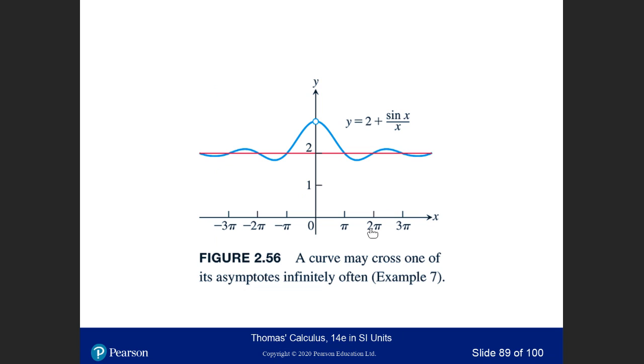Let's look at this function: y equals 2 plus (sine x over x). Now, as x goes to infinity, sine x over x goes to 0 because the absolute value of sine x is at most 1. However, x goes to infinity, so this is less than or equal to 1 over x. This term goes to 0, and y goes to 2. So y equals 2 is a horizontal asymptote for this function. And the function crosses the horizontal asymptote an infinite number of times, but each time it gets closer and closer.